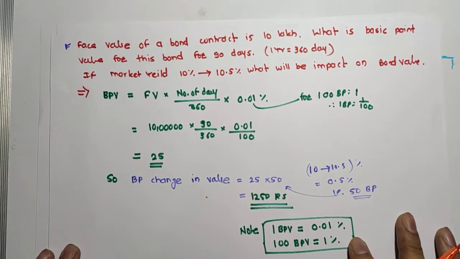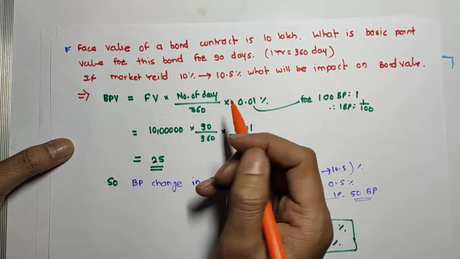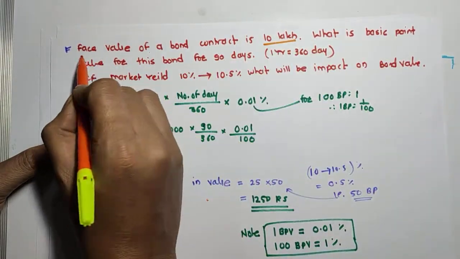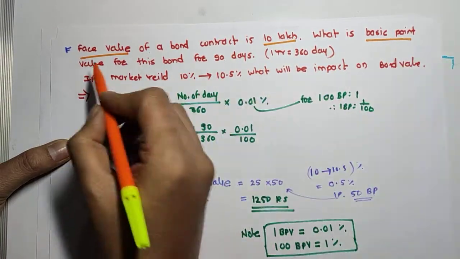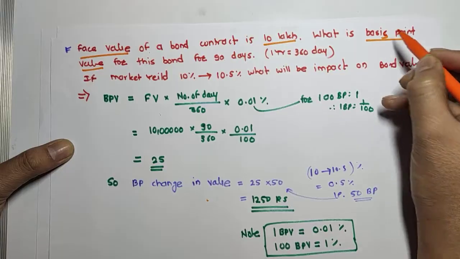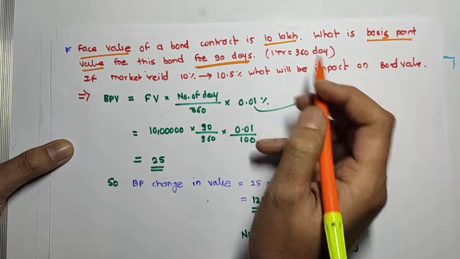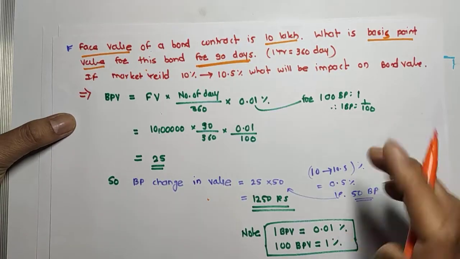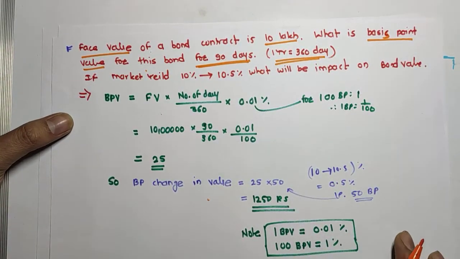See, in the next numerical, face value of a bond contract is 10 lakh. 10 lakh rupees of face value is given. What is the basis point value for this bond for 90 days? For 90 days we have to calculate. Very important. And they are saying that assume that 1 year is 360 days. They have mentioned in the question.